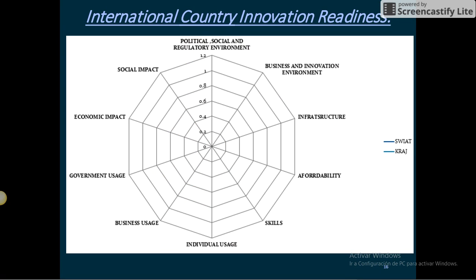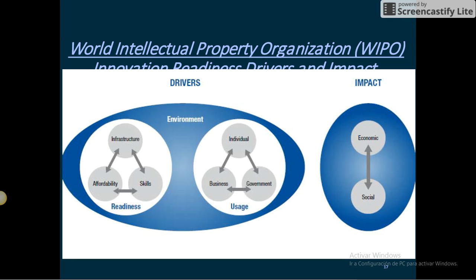International country innovation readiness: 1. Political, social and regulatory environment. 2. Business and innovation environment. 3. Infrastructure. 4. Affordability. 5. Skills. 6. Individual usage. 7. Business usage. 8. Government usage. 9. Economic impact. 10. Social impact. World Intellectual Property Organization, WIPO, Innovation Readiness Drivers and Impact. Drivers. Environment. Triad for readiness: infrastructure, affordability, skills. Triad for usage: individual, business, government. Impact. Two types, social and economic.